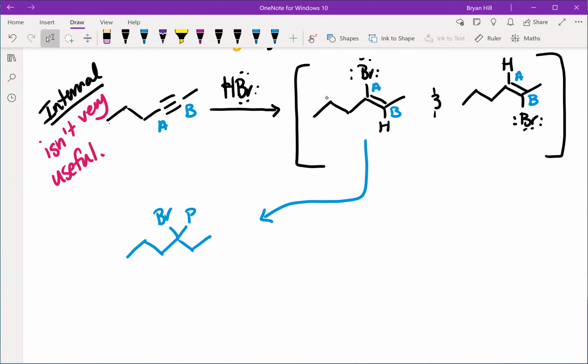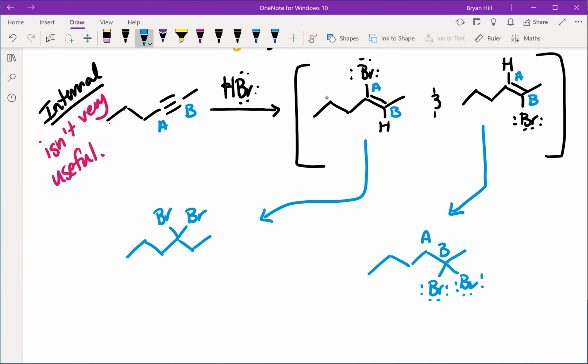again, a dibromide. And this one here will form, again, a dibromide. So this one's on carbon B, A, B. But again, this would be a mixture of the two, so that's why it's not particularly useful.